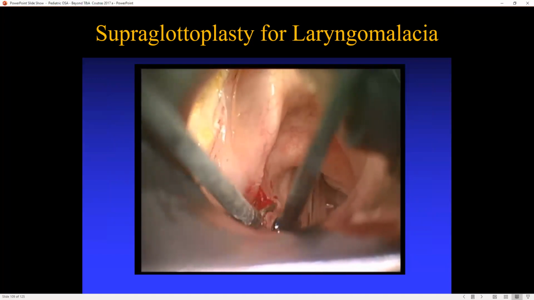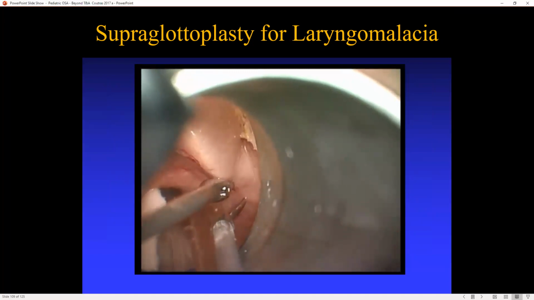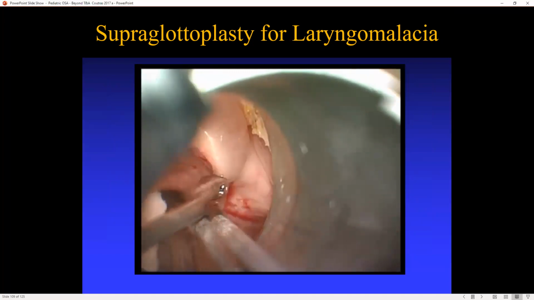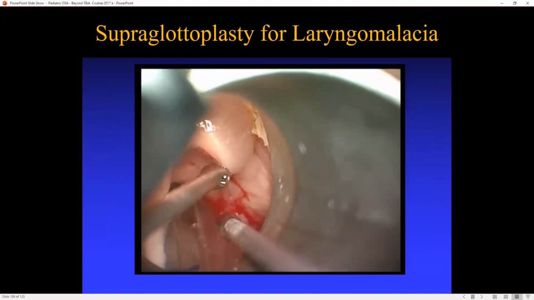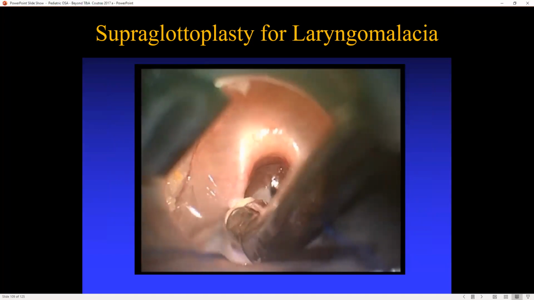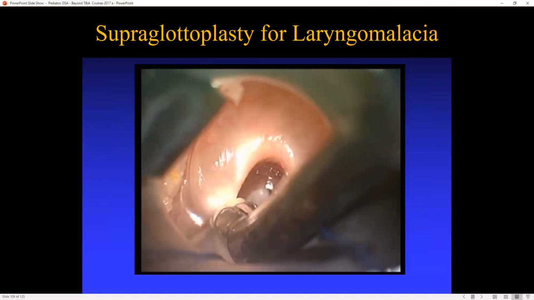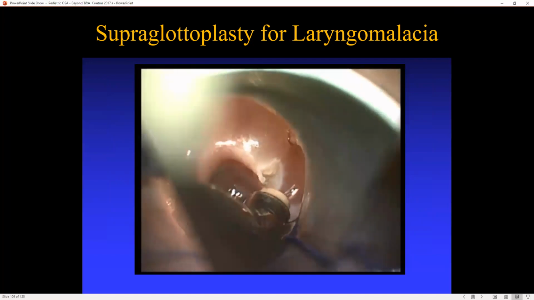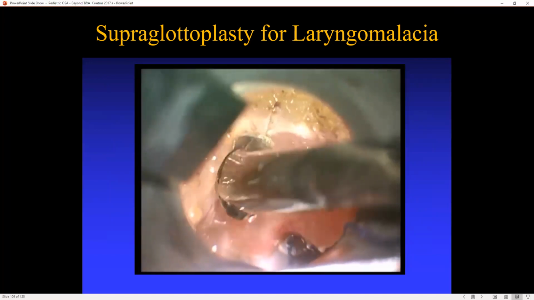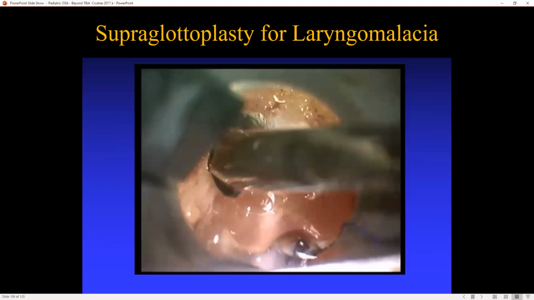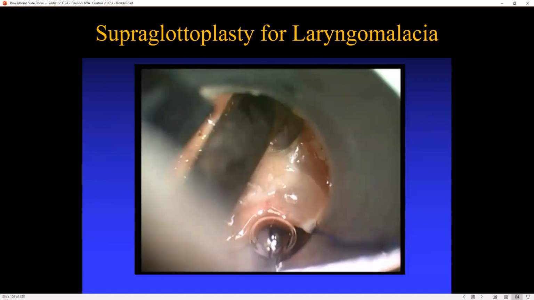Sometimes you see a little blood, sometimes you don't see any. I like to put a little pledget of epi on there just to decrease this. And if you go a little bit too deep, you might see a little bleeding. There's the coblator, reducing some of the excess tissue on the epiglottis, so it's not folding in on itself so much. And then demucosalizing the lingual surface of the epiglottis here. The lingual tonsillectomy is already done.